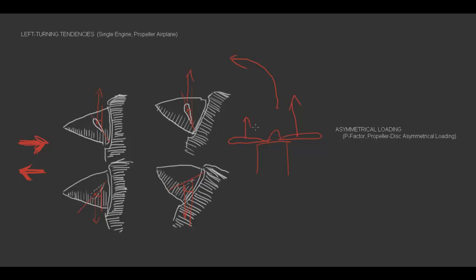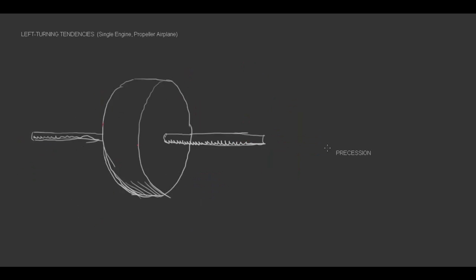Asymmetrical loading is the most prevalent left-turning tendency that student pilots have trouble with. It is going to be encountered during rotation, it's going to be encountered during any climb, and also during slow flight. And finally, we have gyroscopic precession.